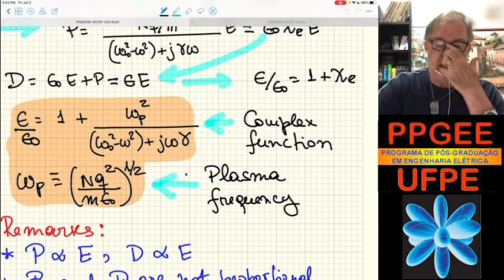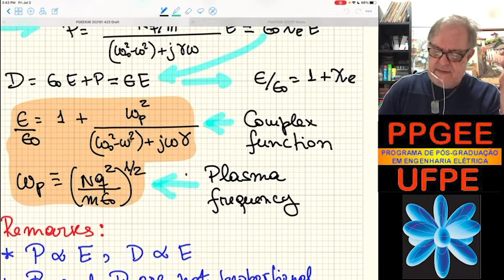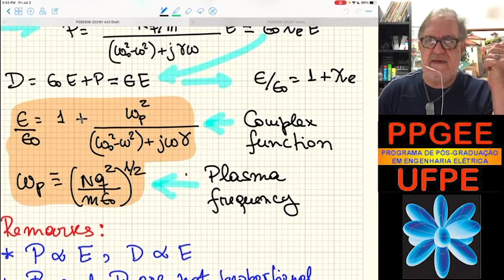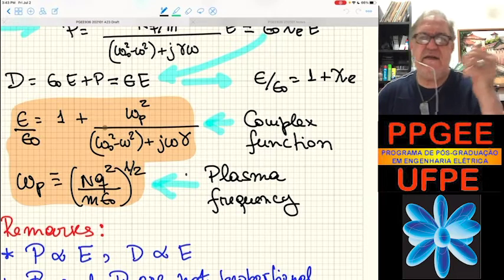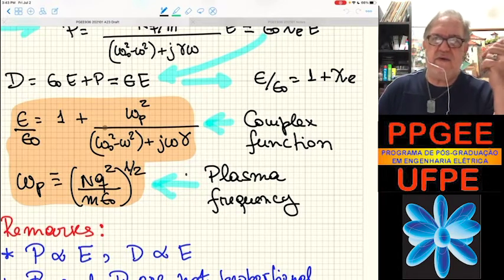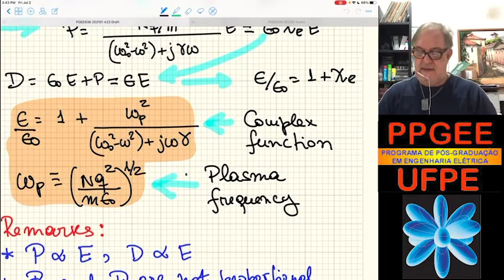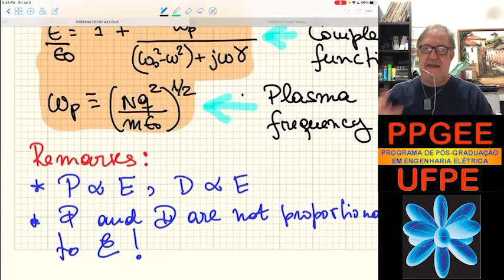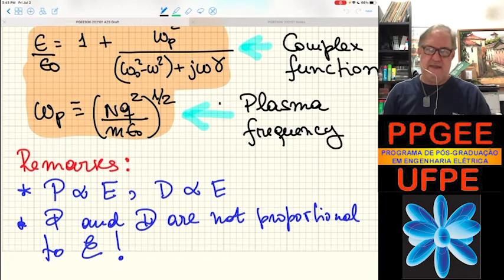That's very important. And also we have some complex nature here, right? So what does it mean? What is the meaning of having a real part of the complex permittivity and an imaginary part? Well, we are going to see that in the context of Poynting's theorem. So it's very important to understand the fact that the permittivity depends on frequency.